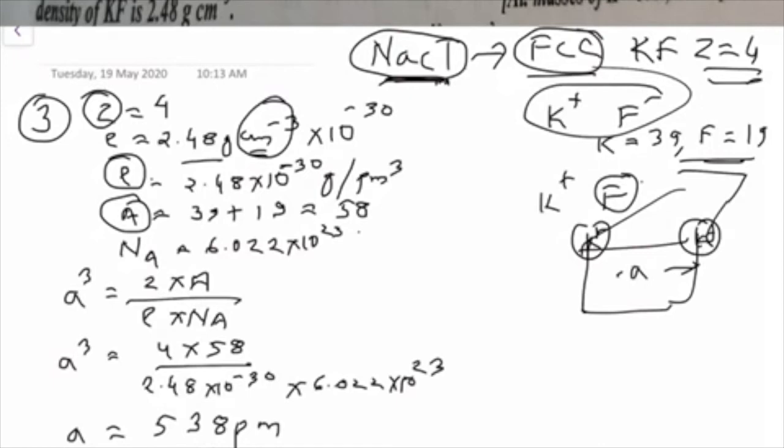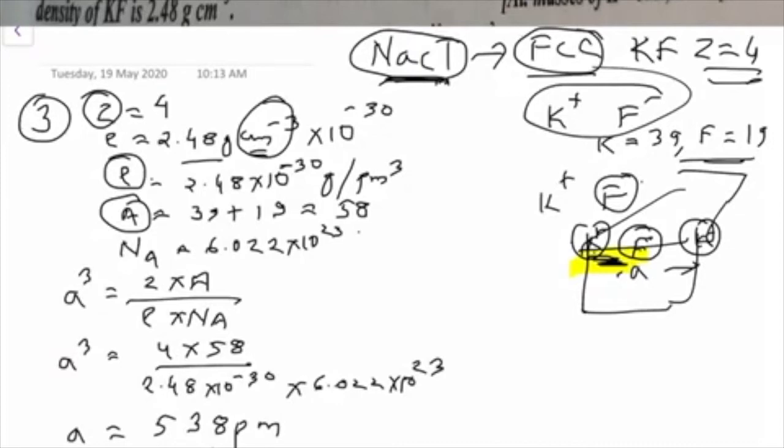But the question is asking what is the distance between potassium ion and fluoride ion, and in NaCl structure, if cations are present at the corner, then your anion fluoride is present somewhere in the middle here. So if I want to find the distance between potassium and fluoride, this distance is what you have to calculate. And if you look at the diagram, this distance is exactly half of the distance from potassium to potassium, or the edge length.